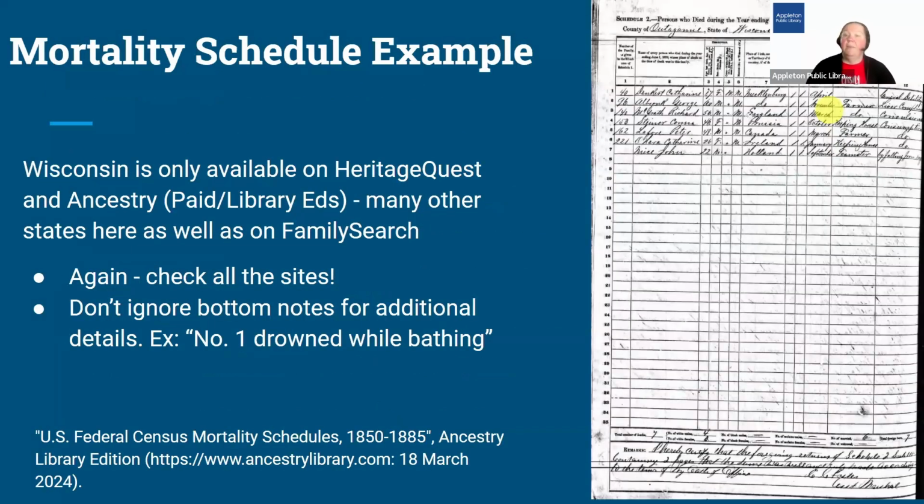So here's an example. I'm going to zoom in in just a second, but I wanted to let you know that Wisconsin is only available on Heritage Quest and on Ancestry, both paid and the library editions, for their mortality schedule. They do have lots of other states on these sites as well, and on Family Search. Again, be sure to check all of the sites, and don't ignore this bottom part that has some additional notes down here. So sometimes you'll see something like, oh, number 1 drowned while bathing. So it might give you some additional details about what happened in that death, or if there was some big Spanish flu that several people died from, or several people in a household died from. It might explain it a little bit more.